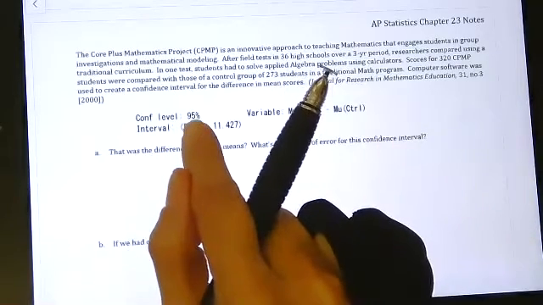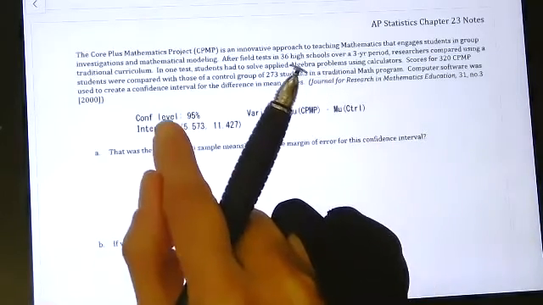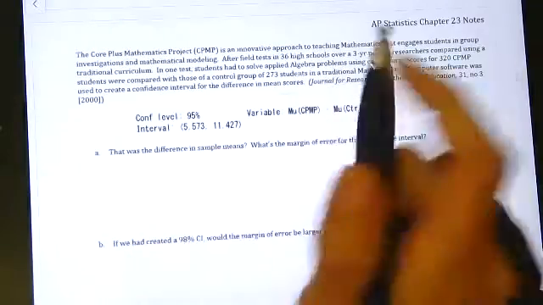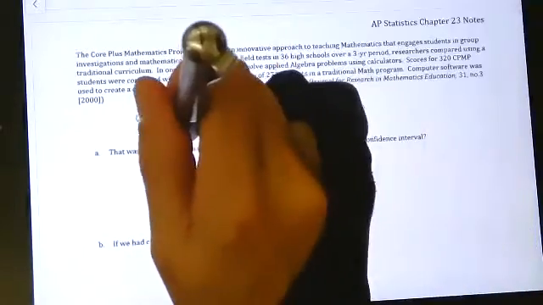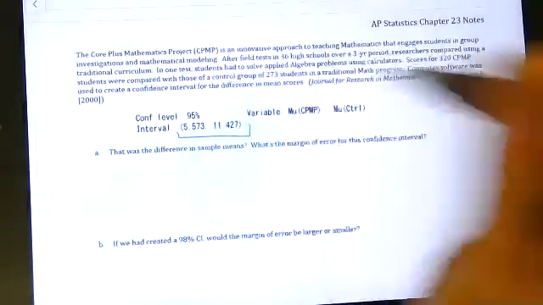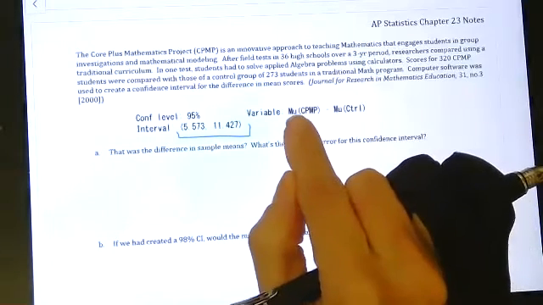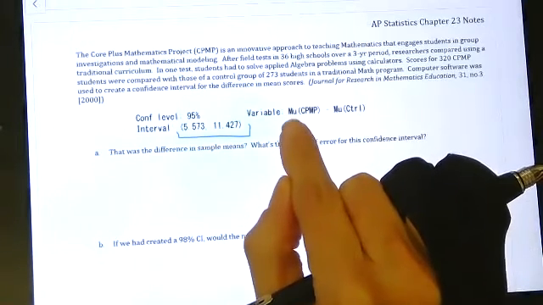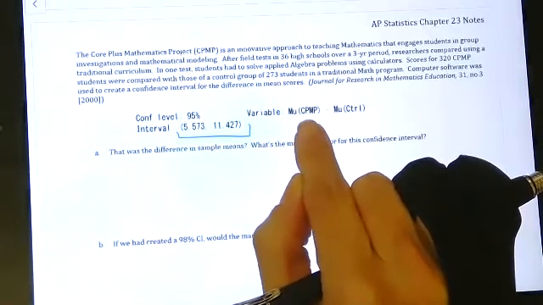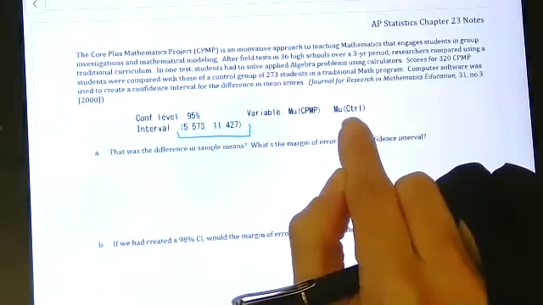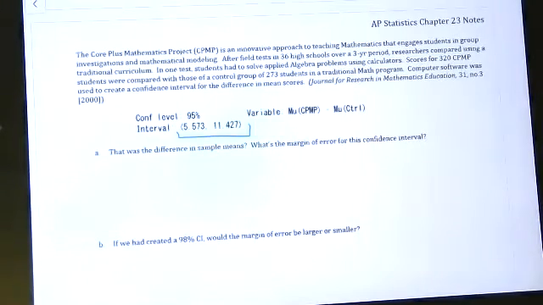And here is our confidence interval. It was a 95% confidence level. And here is the interval. So here's the interval right here. And they were comparing the mean mu, the mean of the CPMP minus the mean of the control. The control was the traditional group.